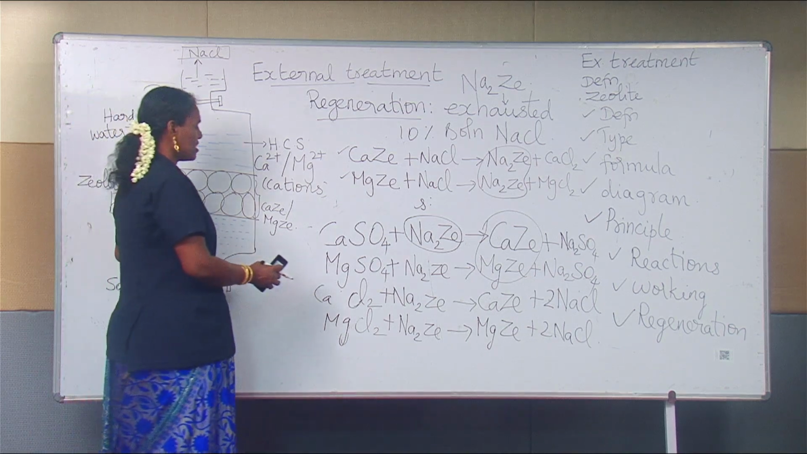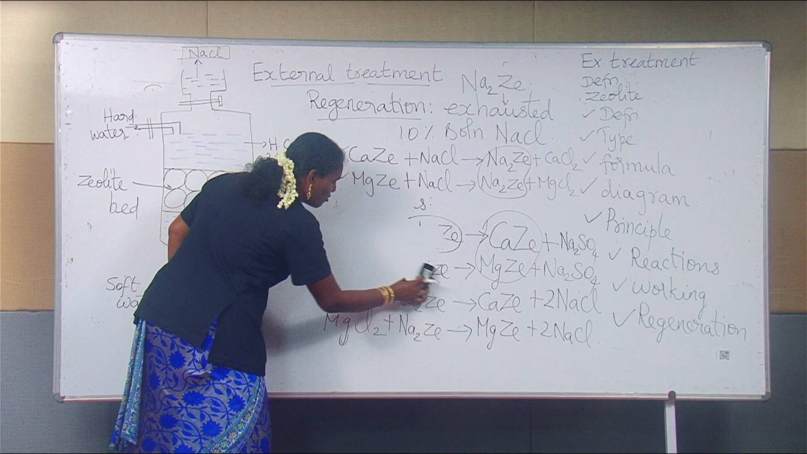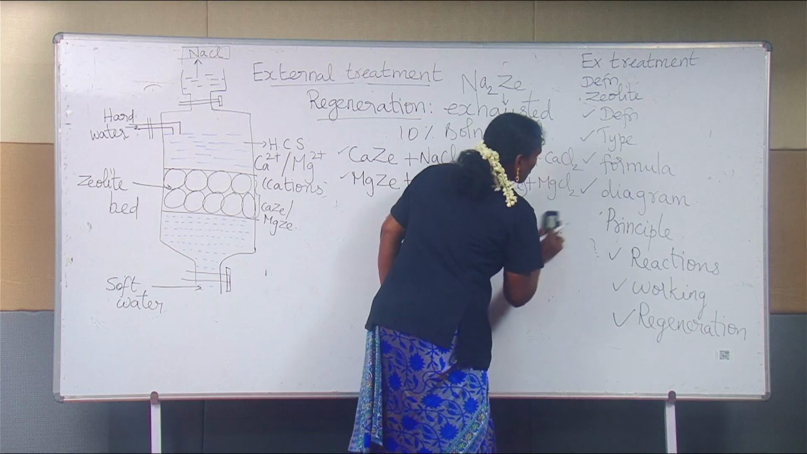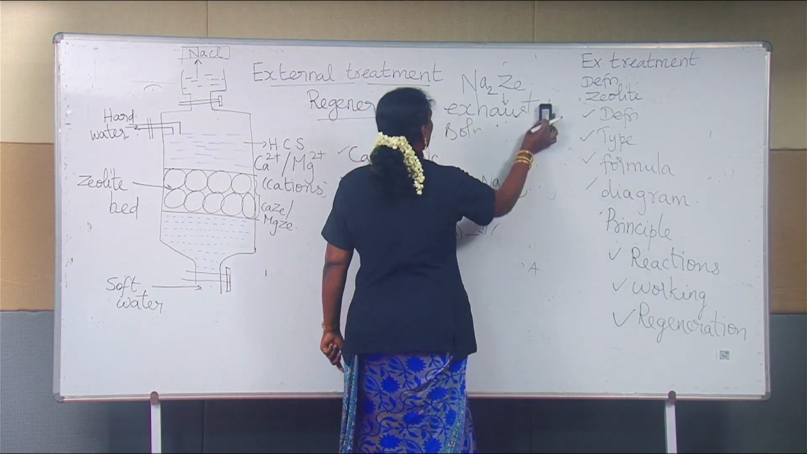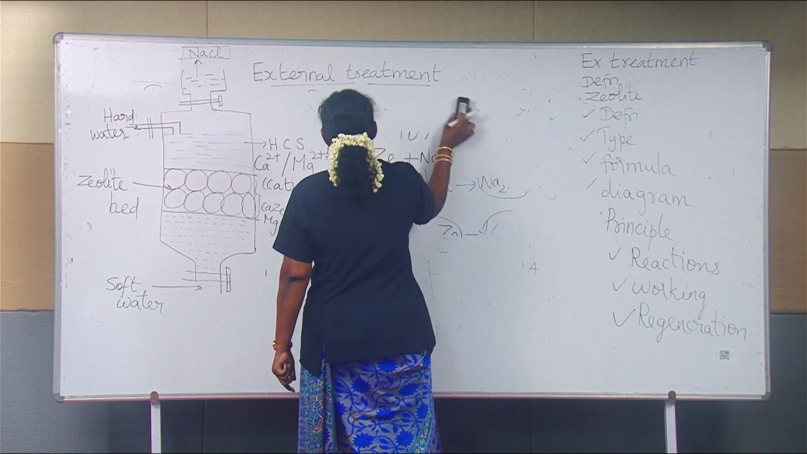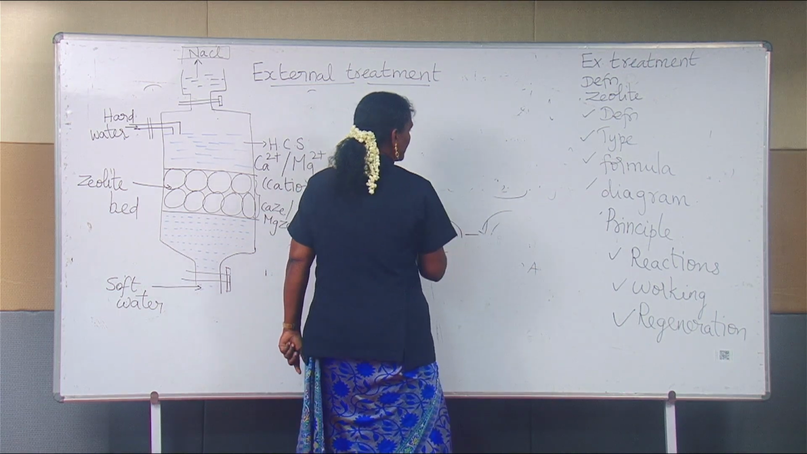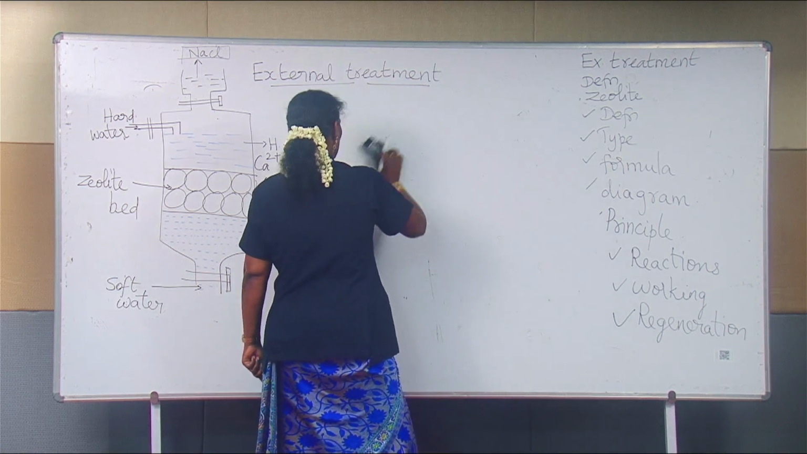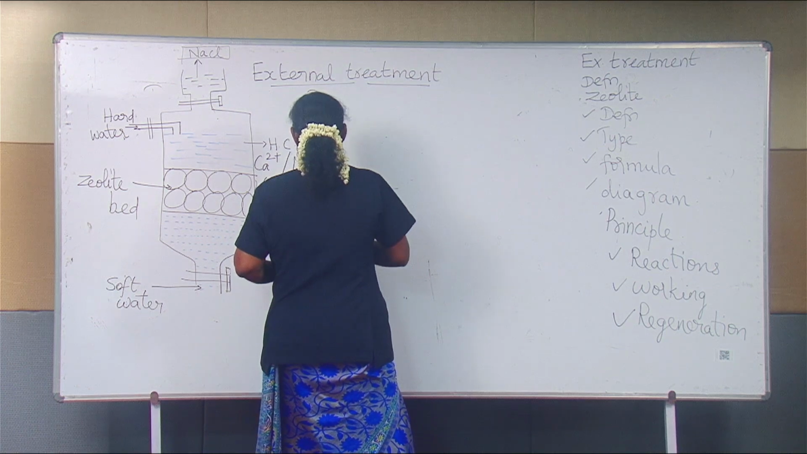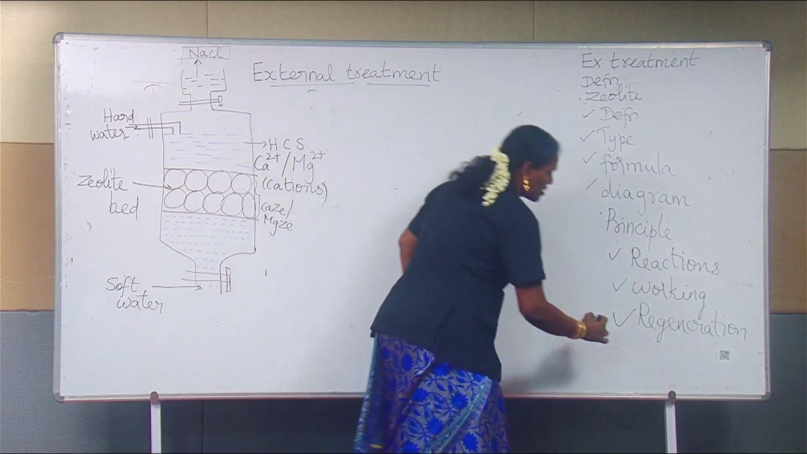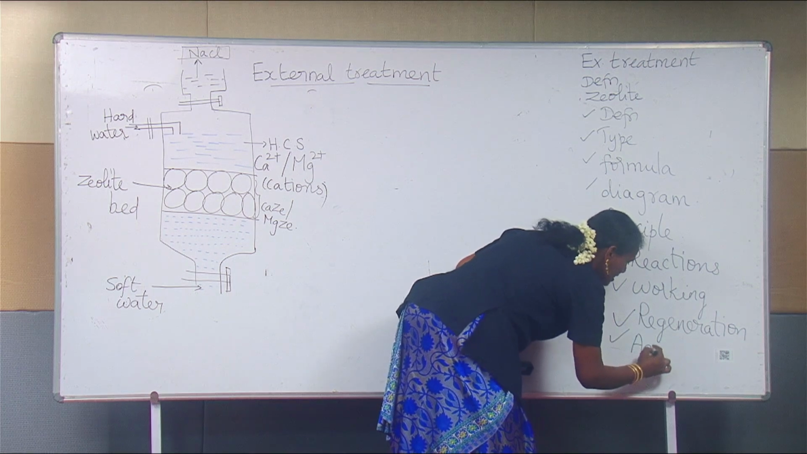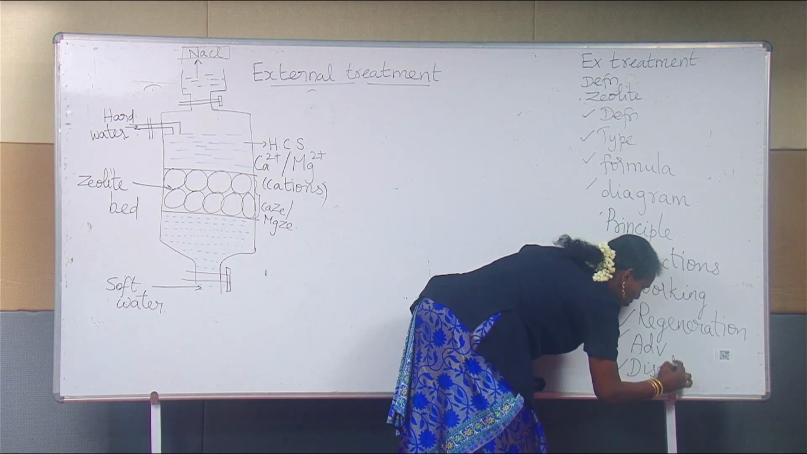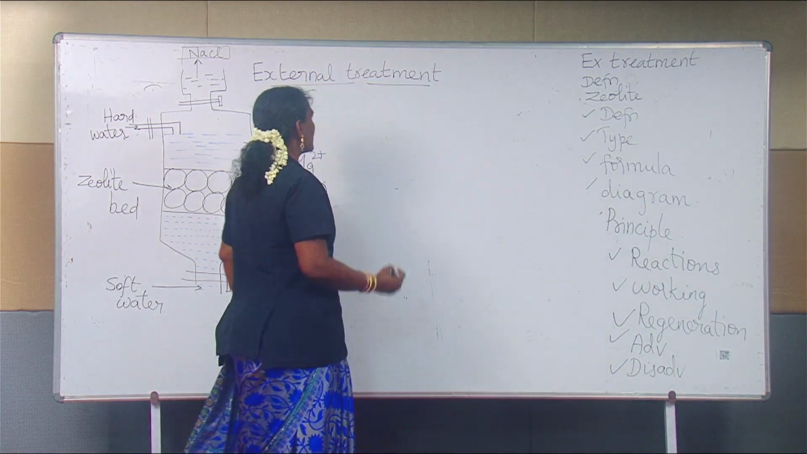Then the next thing we are going to see is the advantages of this method. There are 5 advantages you can write. Similarly, there are 5 disadvantages. Next we will discuss advantages, and after that disadvantages. First we will see the advantages.